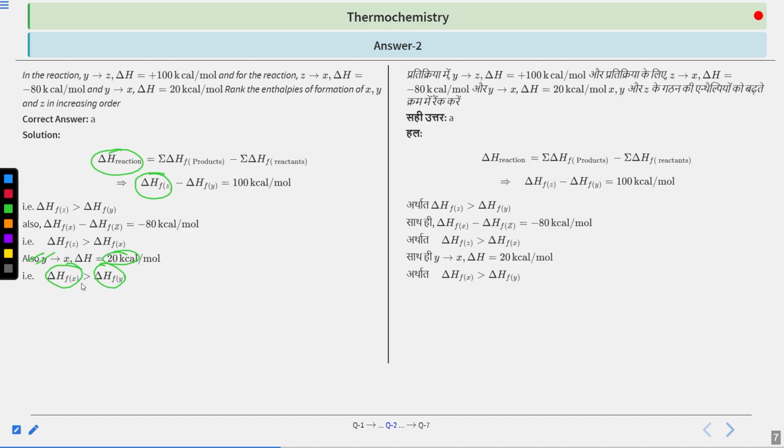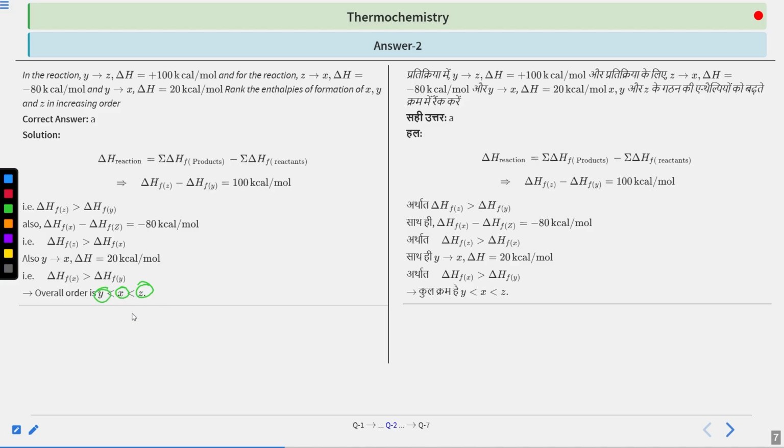So z is the greatest one. z is greater than x and y both, and between x and y, x is greater. So the series will be z, x, y. Z will be the greatest one, then x, and y will be the smallest one. So overall the order will look like this, because we have to write it in ascending order from small to large. So this is for question number 2. Now moving on to the next question.